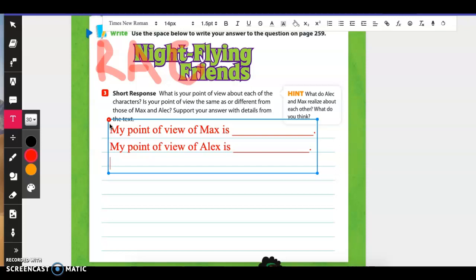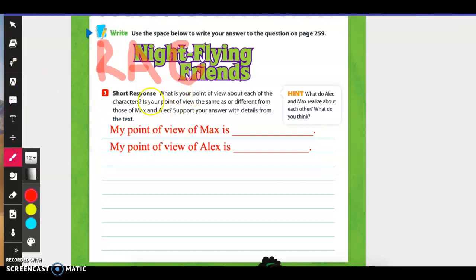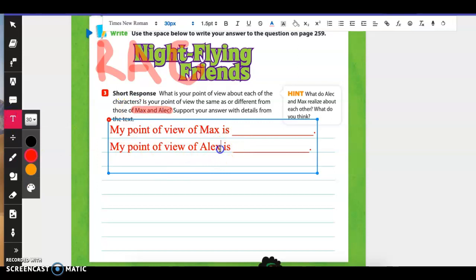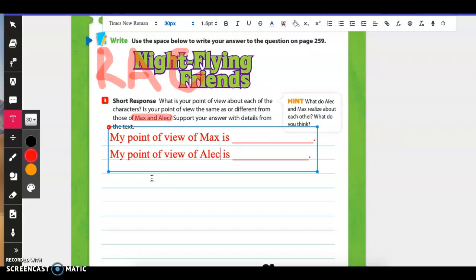And you would also need to tell if your point of view is the same or different from Max and Alec. Oh, I spelled Alec wrong. Look, Miss Lee made a mistake. But that's why you're supposed to check over your work. So, this is how you'll complete this section.